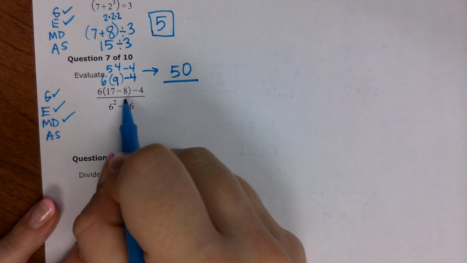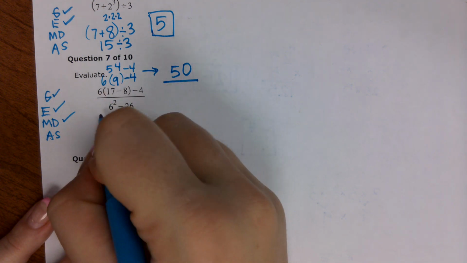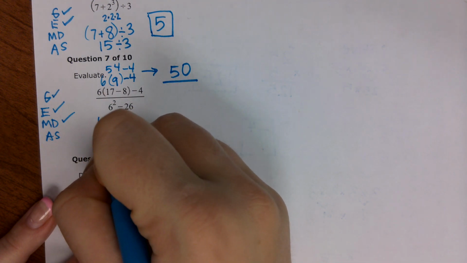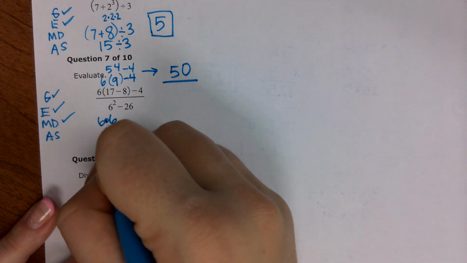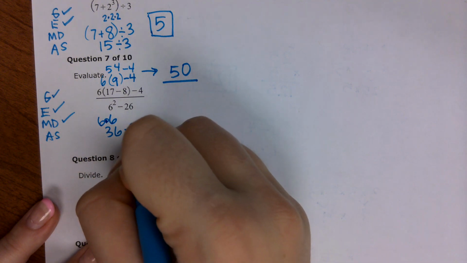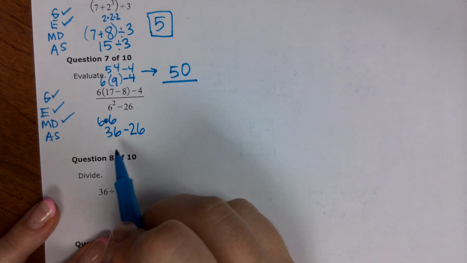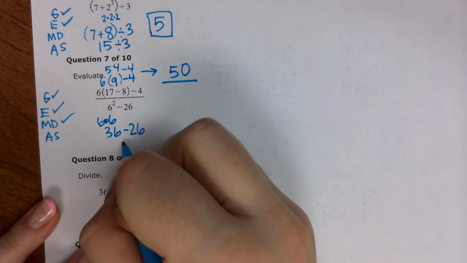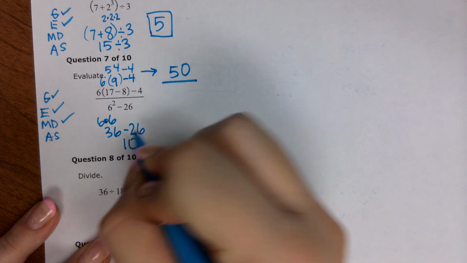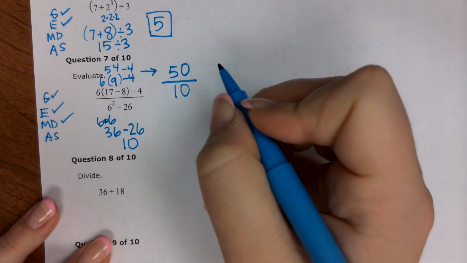Okay, now let's do the bottom part. 6 squared is 6 times 6. 6 times 6 is 36. And we're going to minus 26. So 36 minus 26 is 10. So we're going to put 10 on the bottom.